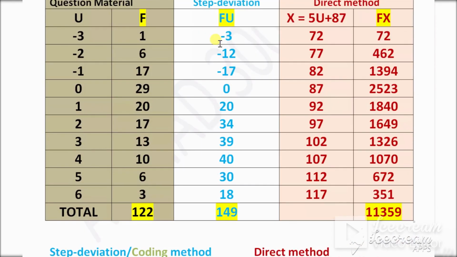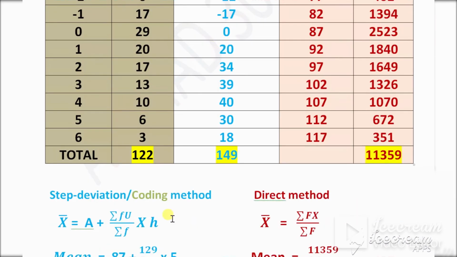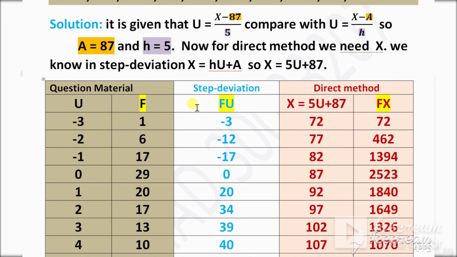Now what is the formula for step deviation? The formula is x bar is equal to a plus summation fu divided by summation f, multiply h. So according to the formula, first we have to find fu. So fu means f multiply with u. So 1 multiply with -3 is -3, 6 multiply with -2 is -12, 17 multiply with -1 is -17, 0 multiply any number is 0, 20 multiply 1 is 20, 17 multiply 2 is 34, 13 multiply 3 is 39, and so on and so forth. Now these are the values of fu.